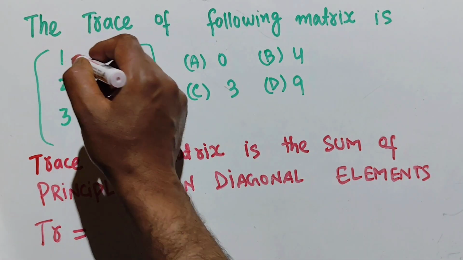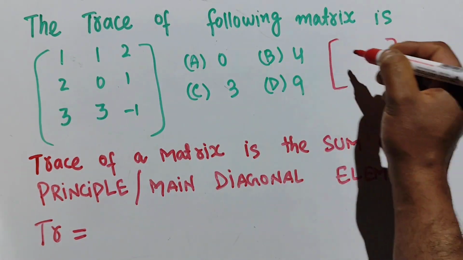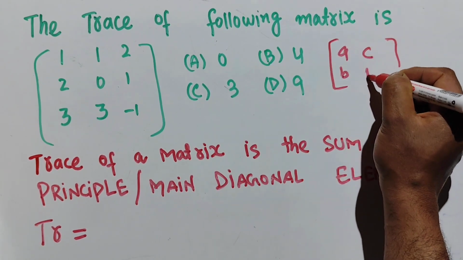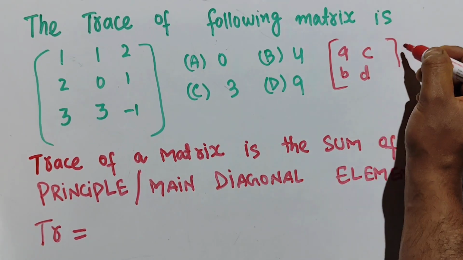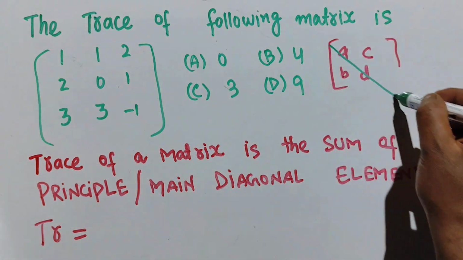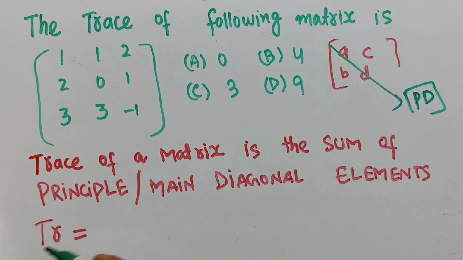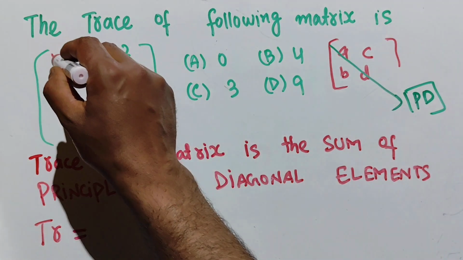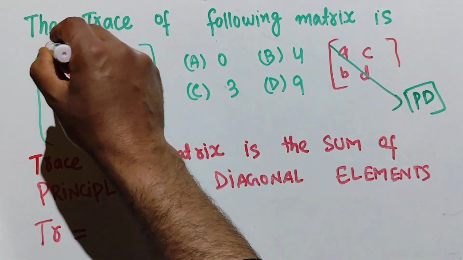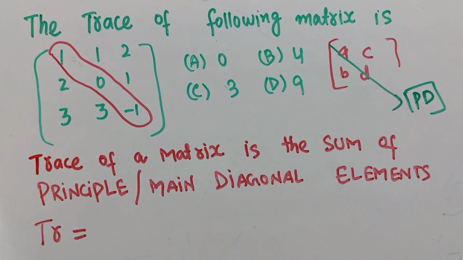So this very diagonal, and if I write it here, if we have this A, B, C, D, let us say we have the 4 elements here, this very diagonal is called the principal diagonal or main diagonal, and trace is simply the sum of the elements of the principal diagonal. That means we need to sum these very elements. This diagonal is called the principal diagonal, so the trace will be equal to 1 plus 0 minus 1, which comes out to be 0. So the trace of this very matrix will be 0.